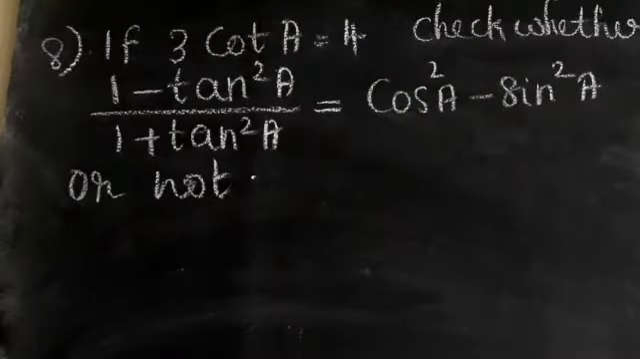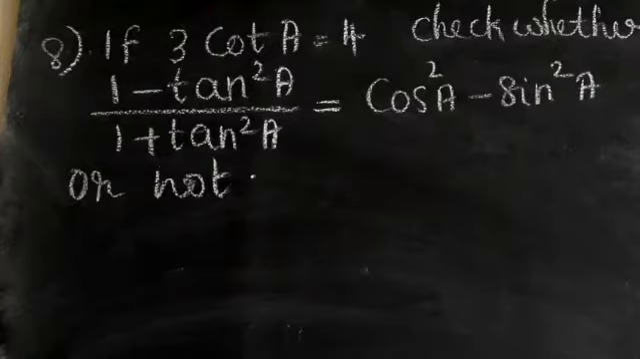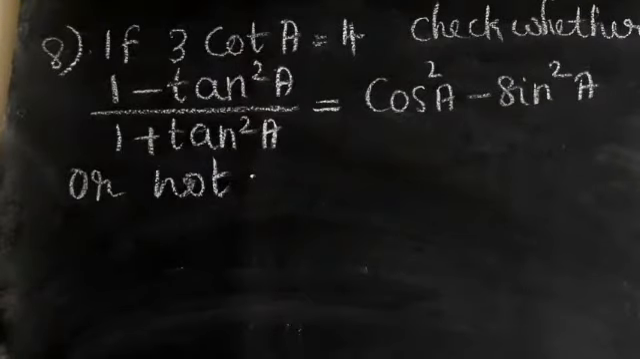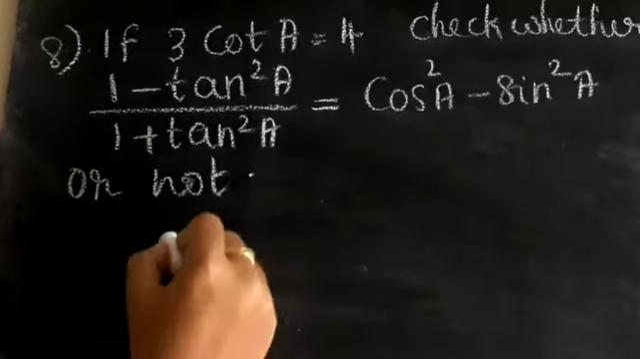Next question: if 3 cot A is equal to 4, check whether (1 minus tan square A) divided by (1 plus tan square A) is equal to cos square A minus sin square A or not. So 3 cot A is equal to 4, that you can rewrite as cot A is equal to 4 by 3.